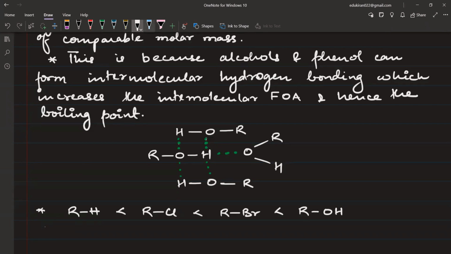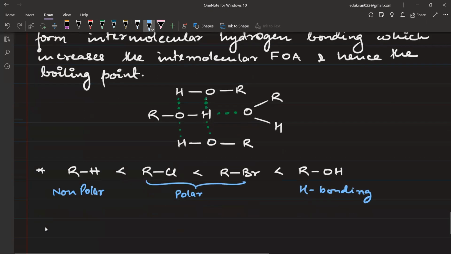Now see how we are going to determine this. First of all, you will identify what kind of force of attraction is present. So here we have non-polar interactions. So this is a non-polar molecule. Both of these are polar. And then this is hydrogen bonding. Then you are going to see the molecular weight. As you know, Br comes below Cl. That is why it is going to have higher molecular weight, and that is why van der Waals forces of attraction will be higher and it will have higher boiling point. But the most will be with ROH because it is having hydrogen bonding.